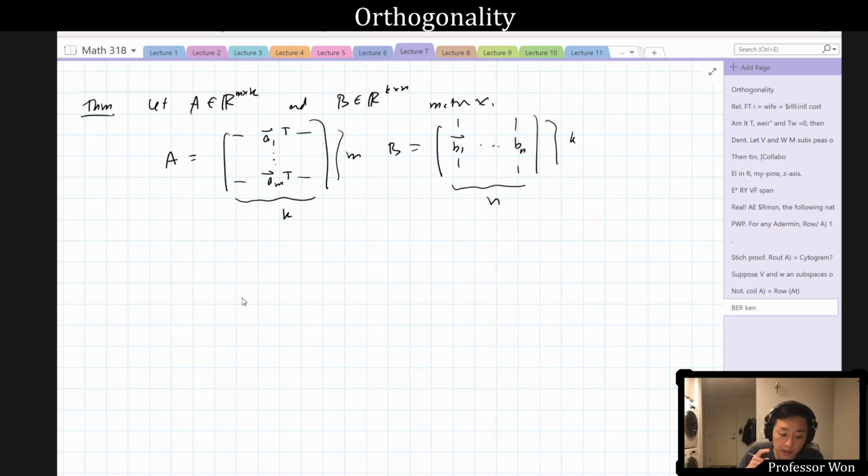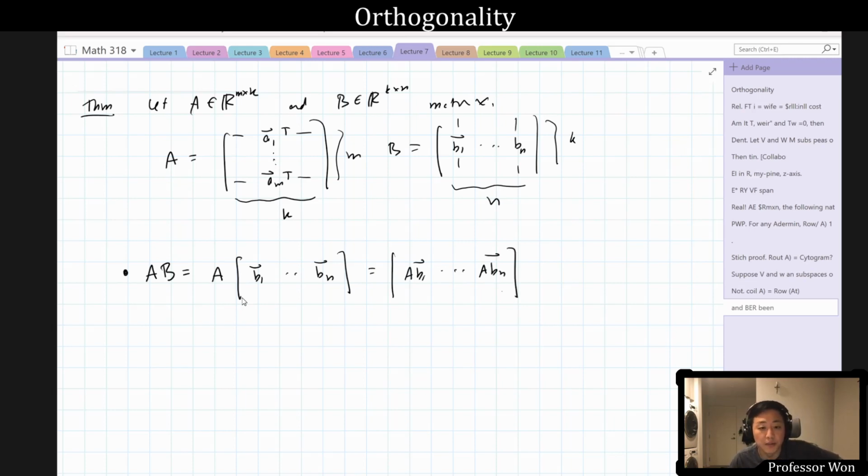Okay, so there's two ways to think about multiplying A times B. This is maybe the more usual way to think of A times B. This is a theorem from 308. You can think of multiplying two matrices as just multiplying the first matrix by every column of the second matrix. If you do a matrix multiplication, you'll understand. So this is just the same thing as the matrix whose columns are each of the individual matrix multiplications.